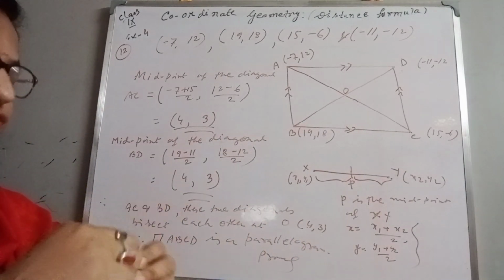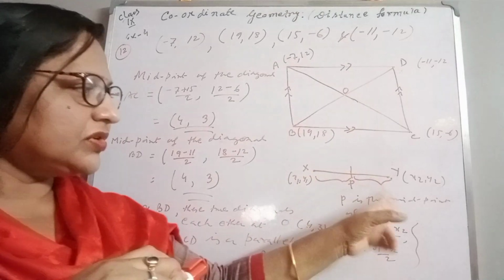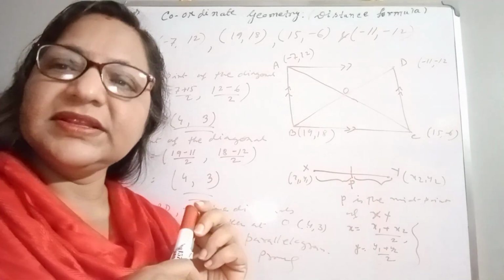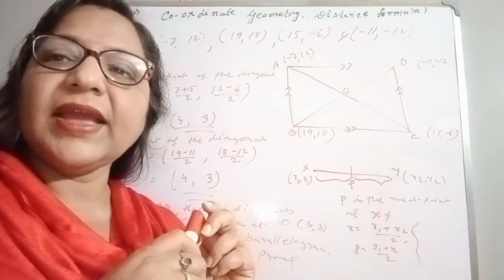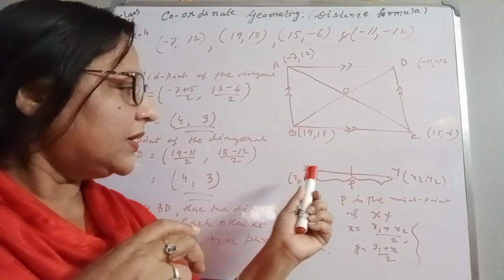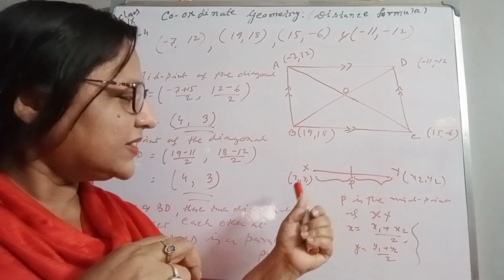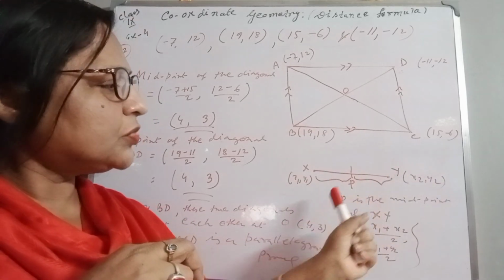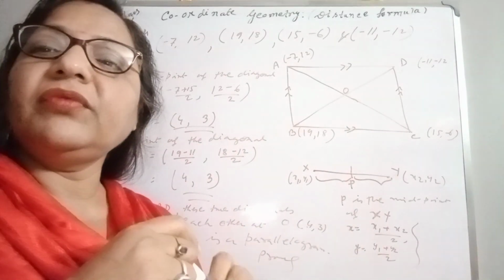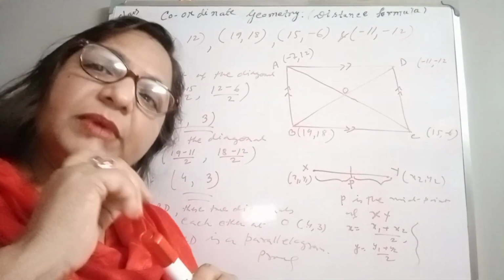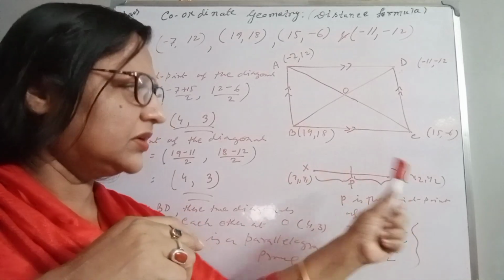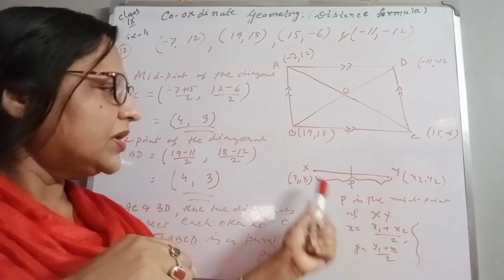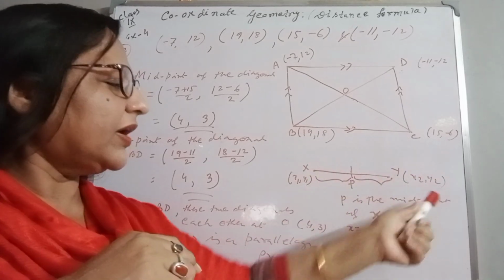So at first, let us recapitulate this part. At first we have to know how to find the midpoint of a line segment if the two end points are given. Here the end points are X and Y. X is (x1, y1), Y is (x2, y2). How to find the midpoint? This will be clearer when we study the section formula. That time I will explain how it comes. Now just learn it this way: the sum of the x coordinates, x1 plus x2 divided by 2, then the sum of the y coordinates, y1 plus y2 by 2.